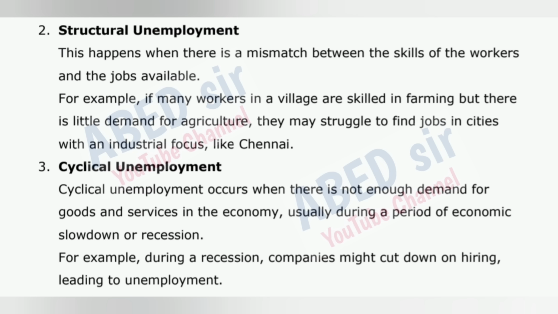3. Cyclical unemployment. Cyclical unemployment occurs when there is not enough demand for goods and services in the economy, usually during a period of economic slowdown or recession. For example, during a recession, companies might cut down on hiring, leading to unemployment.